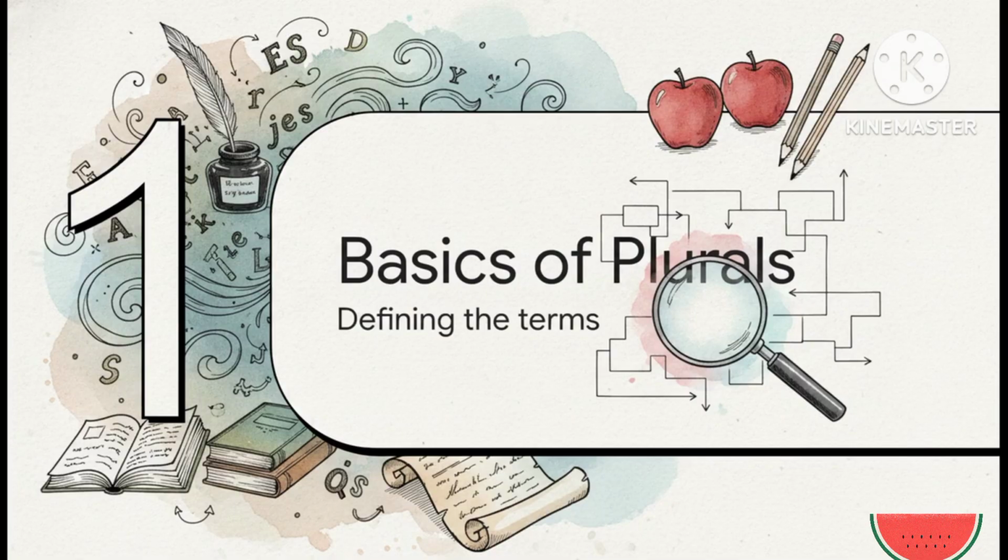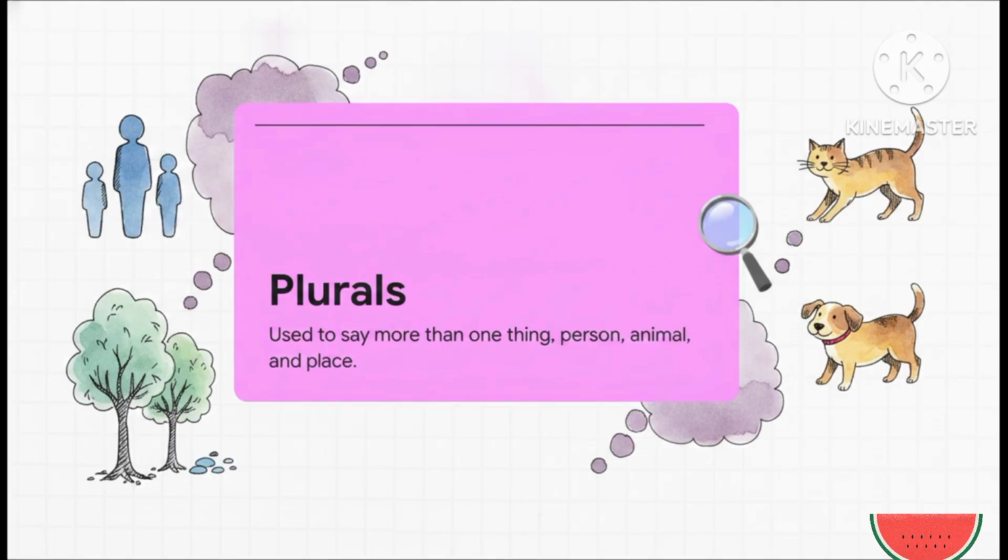All right, let's jump right into Section 1, the basics of plurals, defining the terms. So what actually is a plural noun? At its core, it just means we are talking about more than one thing, person, animal, or place. Sounds incredibly simple, right? But honestly, this little concept is the absolute bedrock for all the linguistic architecture we are about to explore. It's the tool we reach for when just one isn't enough, and it actually forces the other words in a sentence to adapt to accommodate that multiplicity.